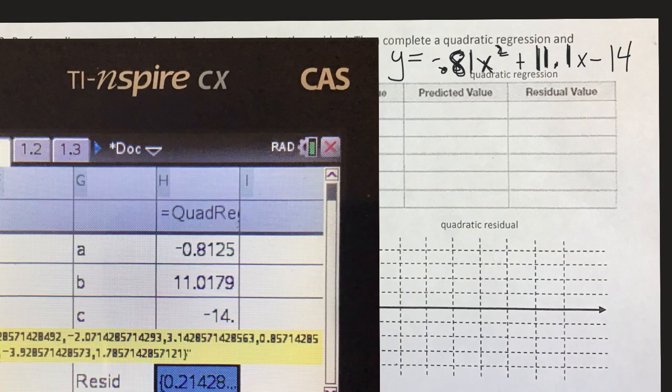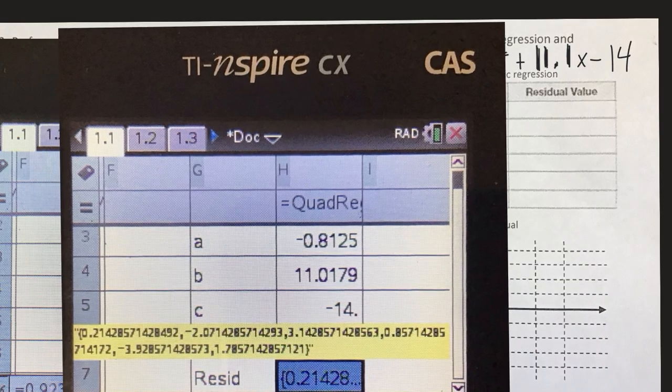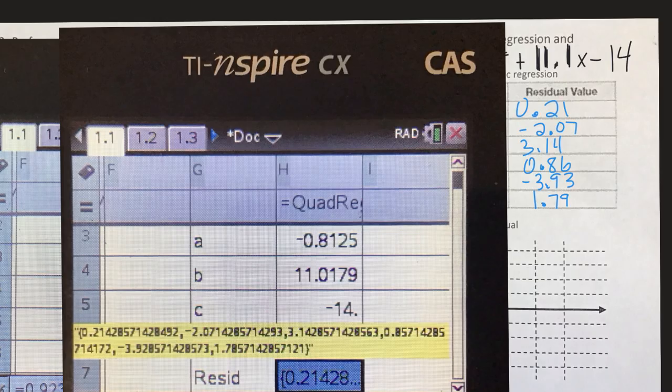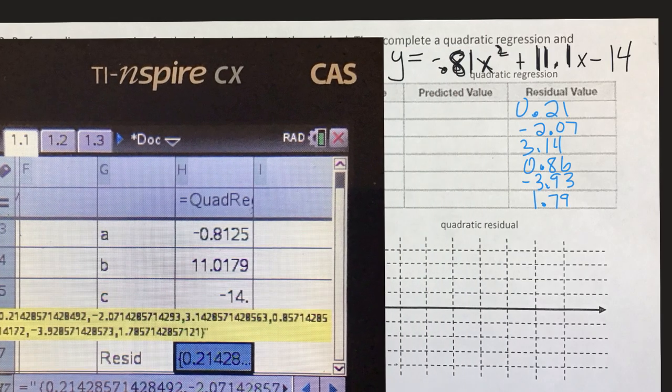And here are all of your residual values. So we're going to write this on our residual value spot on the table, and then we'll come back and do the predicted values. We'll calculate those in a second. But while we have our calculator handy, let's write down all of our residual values. Okay, there are all of your residuals from your calculator.